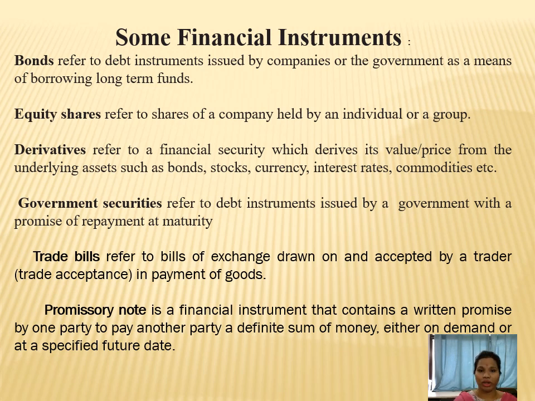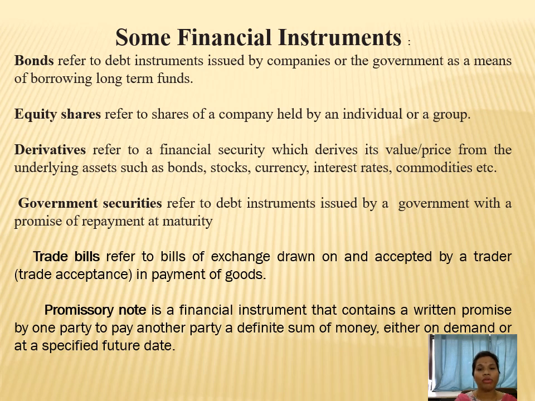In the same way, equity shares. Equity shares means the shares of a company held by an individual or a group. It refers to the share of a company. It can be an individual or a group of people, and the shareholders are the owners of the company, friends. Then derivatives. Derivatives refer to financial securities which derive their value from an underlying asset such as bonds, stocks, currencies, interest rates, commodities, etc.